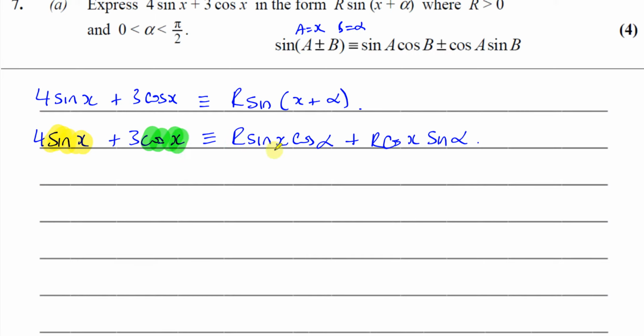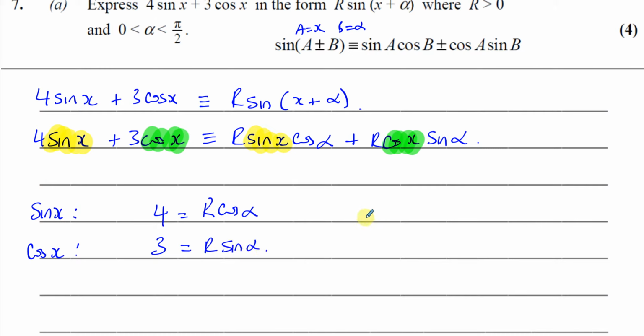These are the two variables: sine x and cosine x. So if I compare the coefficients of sine x on both sides, on the left side I have 4, and on the right side I have r times cosine alpha. So I know that 4 must be the same as r cosine alpha, because the number of sine x's must be the same. And if I compare the coefficients of cosine x on both sides, on the left side I have 3, and on the right side I have r sine alpha.